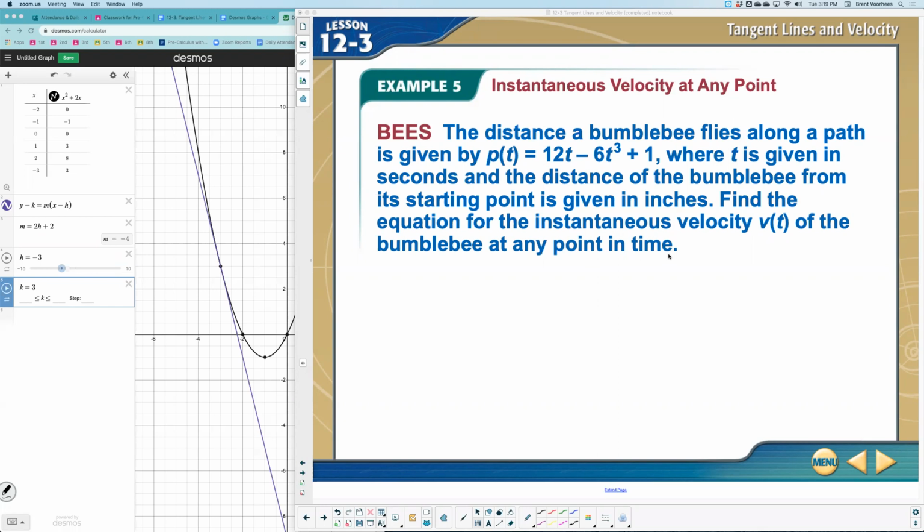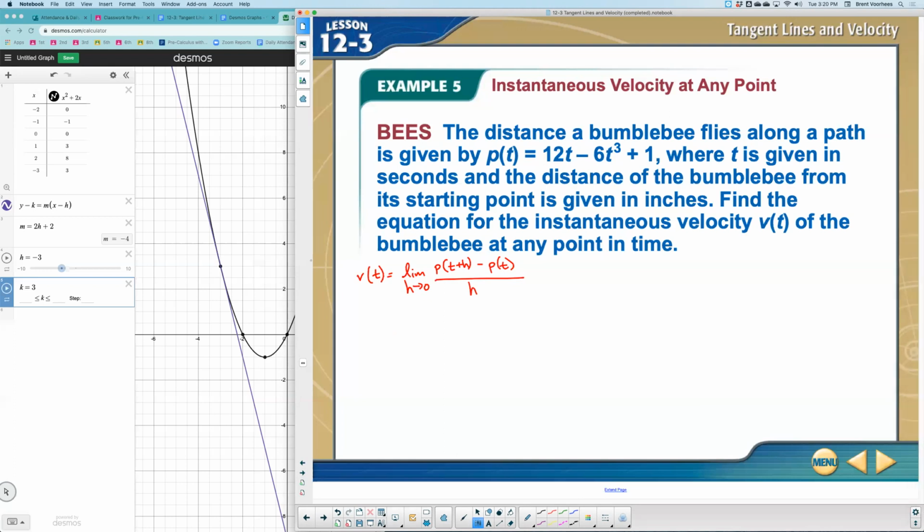So to do this, what we would say is that we know that the limit, so let me back up here, the velocity will be equal to the limit as h approaches 0 of this function. So I'll say p of t plus h minus p of t all divided by h. That's the formula we're going to use here.